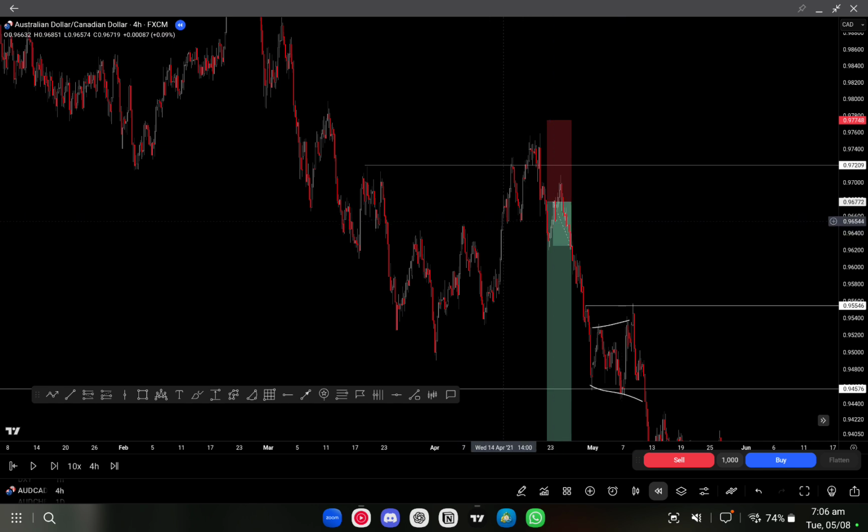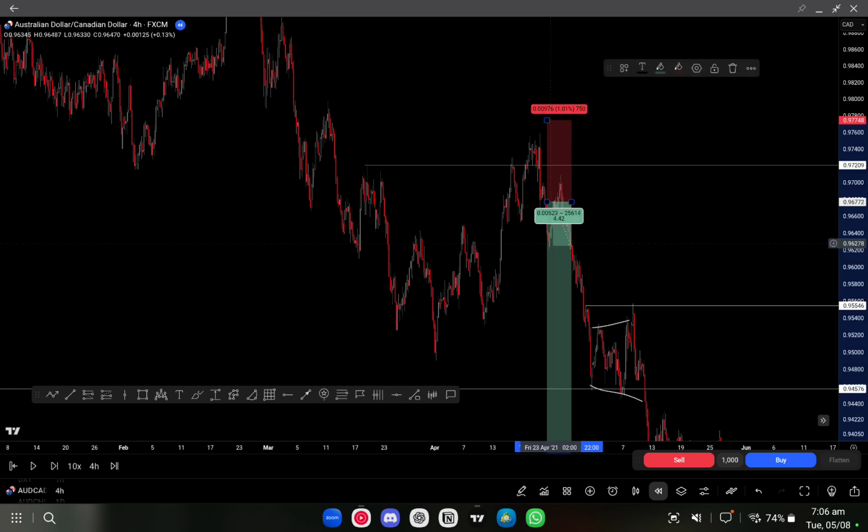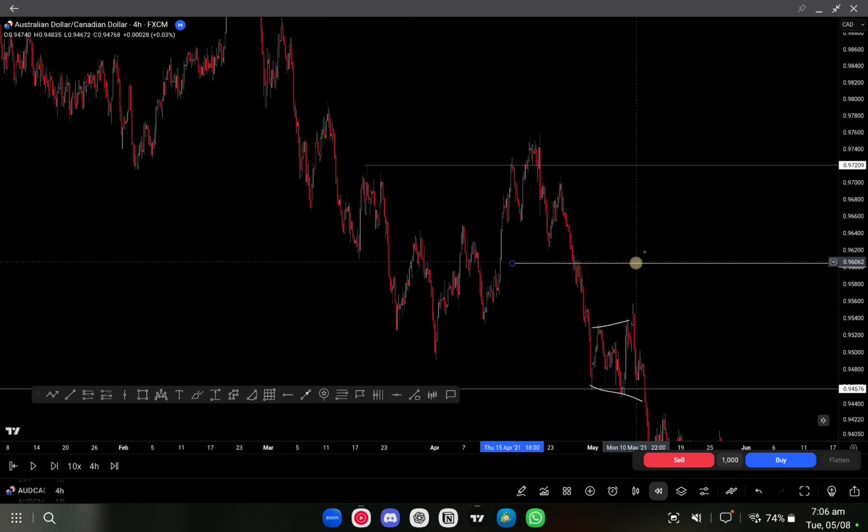I think the only negative thing we could really see is that this could still mess about and move up higher, but it's the risk that you'd accept to take. Anyway, we'll move on to the next point.